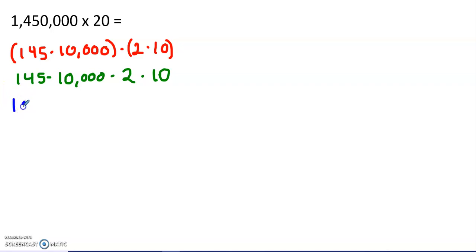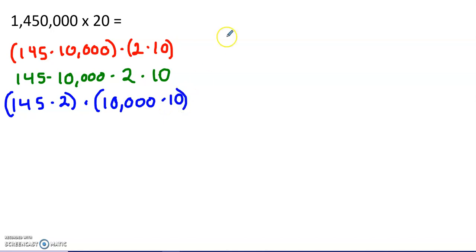So I have 145 times 2. And I'm choosing to do this first, so I'm going to put that in parentheses. And then, sorry, that parentheses came a little bit too close. So let me just rewrite that. 145 times 2. And then my other thing that I wanted to do after that was multiply the 10,000 by 10. So I have 10,000 times 10. And I'm choosing to multiply them in this order using the associative property.